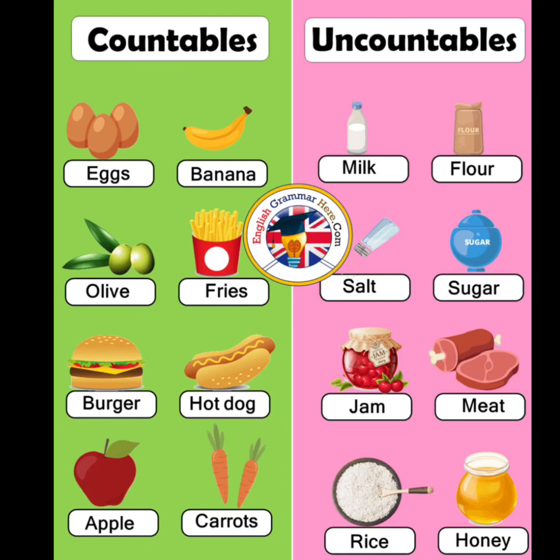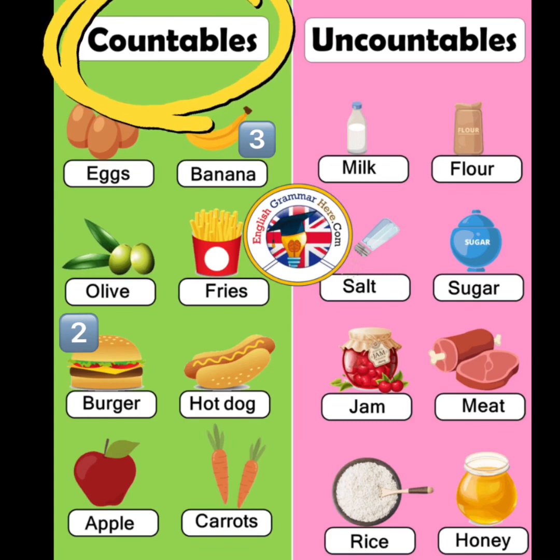On the left, you have countable nouns. With countable nouns, you can use 1, 2, 3, 5, 20. For example, I could say, we have 3 bananas left. Or yesterday I ate 2 burgers.